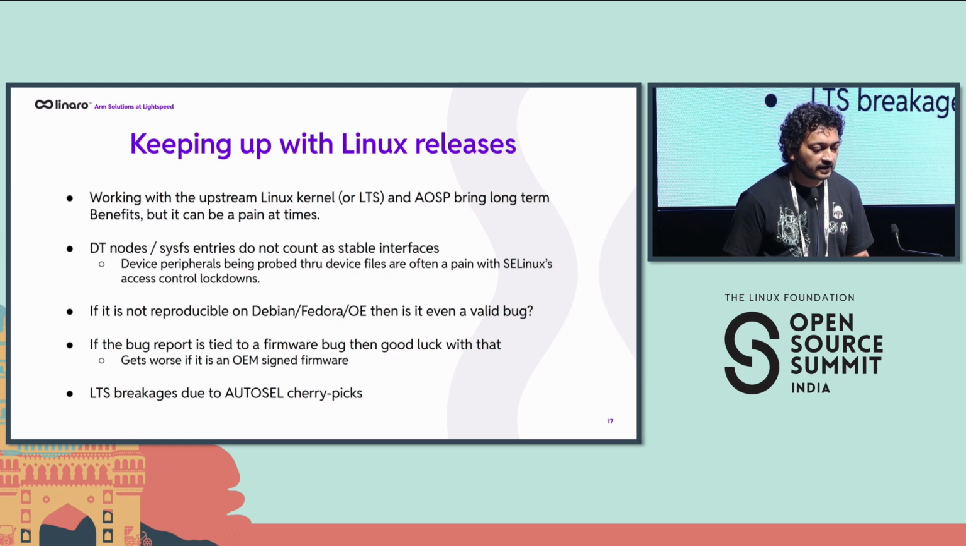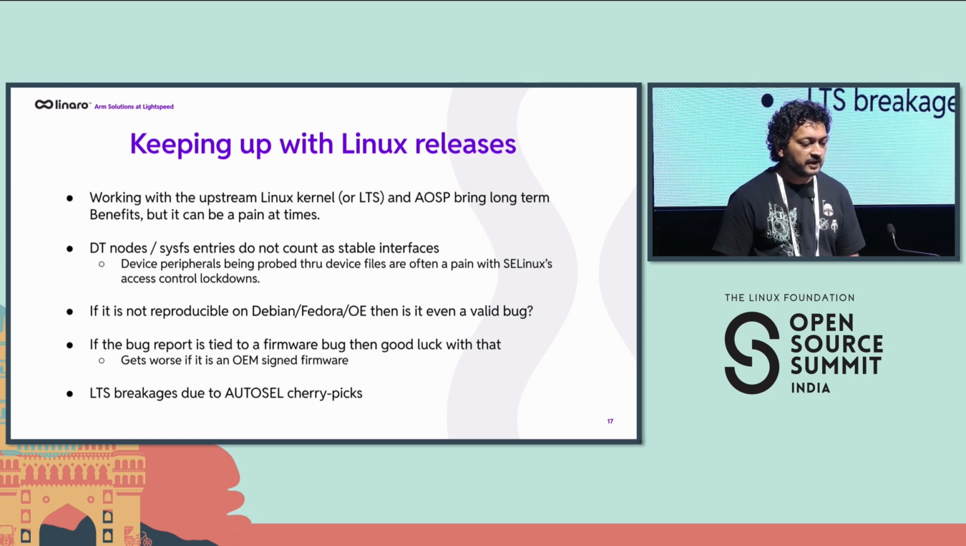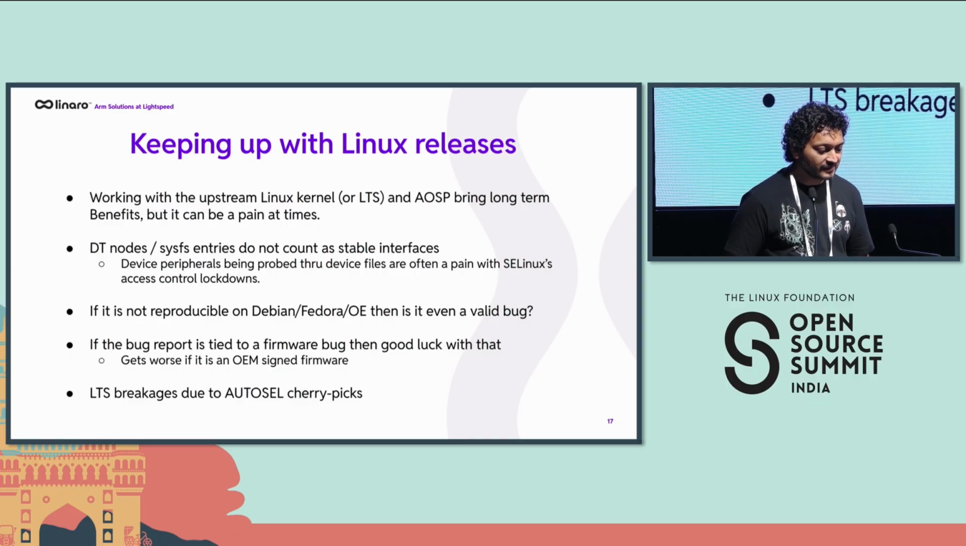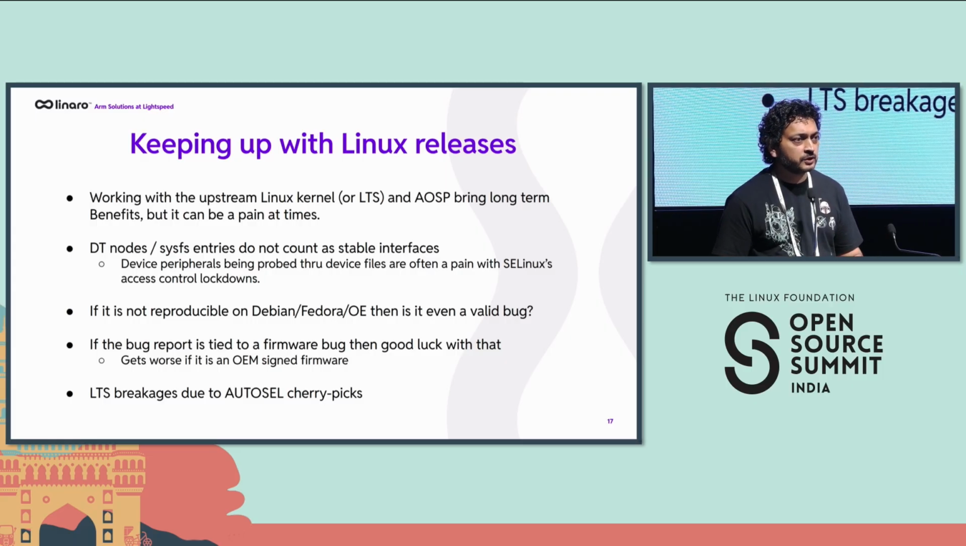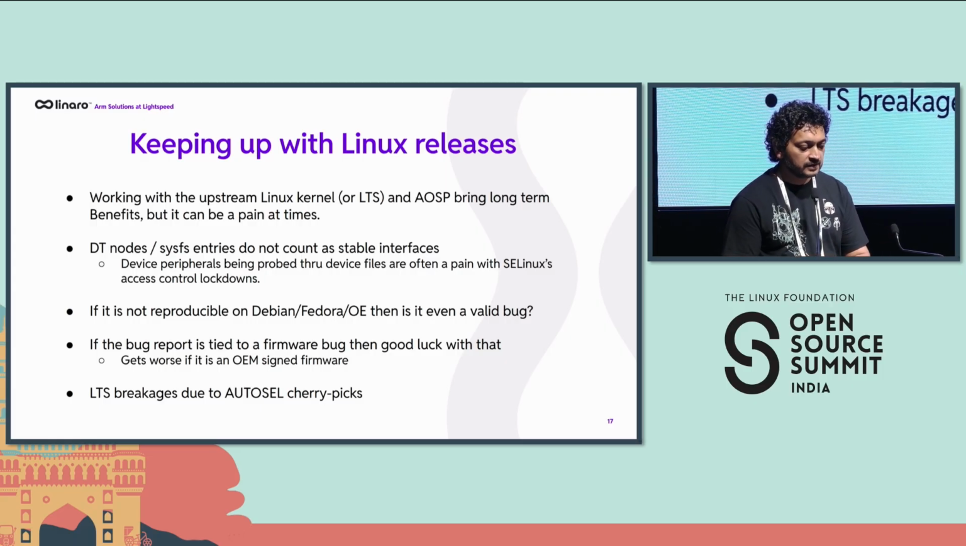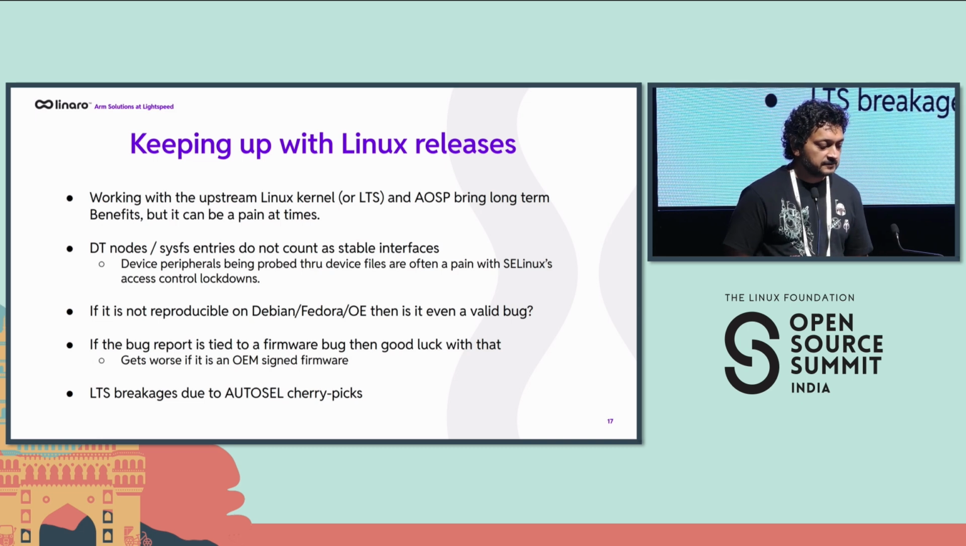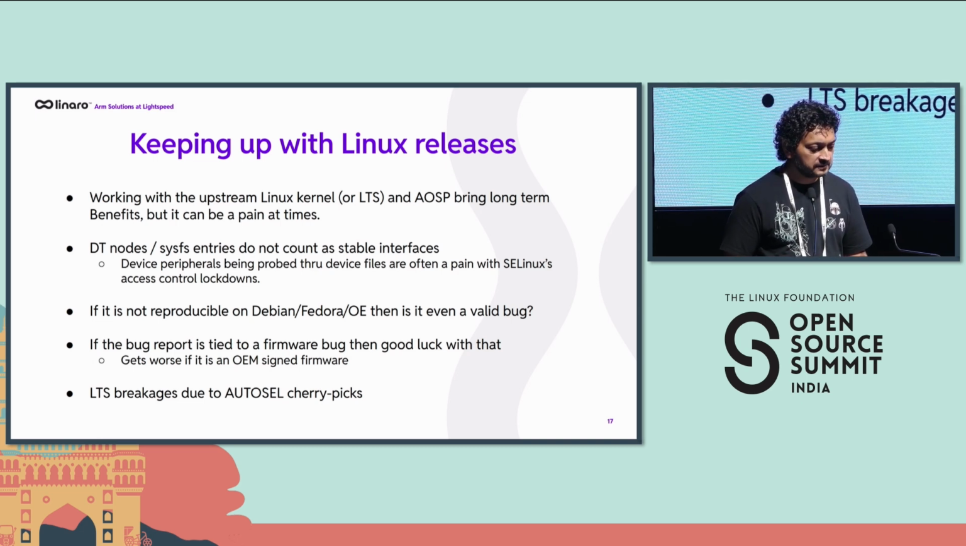Working with the upstream Linux kernel and AOSP brings many long-term benefits, but it can be a pain at times. I've listed down a few. For example, upstream does not count device tree nodes or sysfs nodes as stable interfaces, and they keep getting renamed in a couple of releases, and that breaks AOSP at times. The onboard peripherals which get probed through device files are often a pain with SELinux's access control policies.